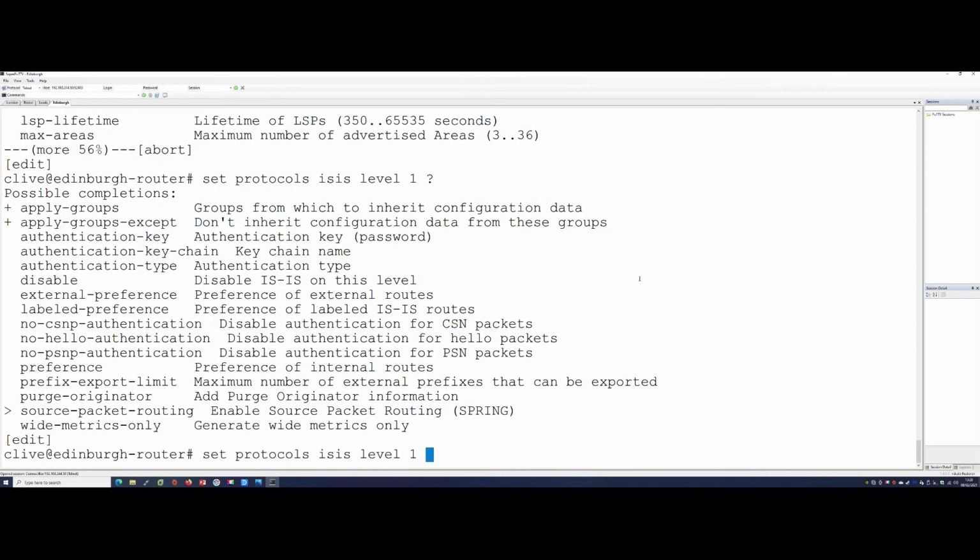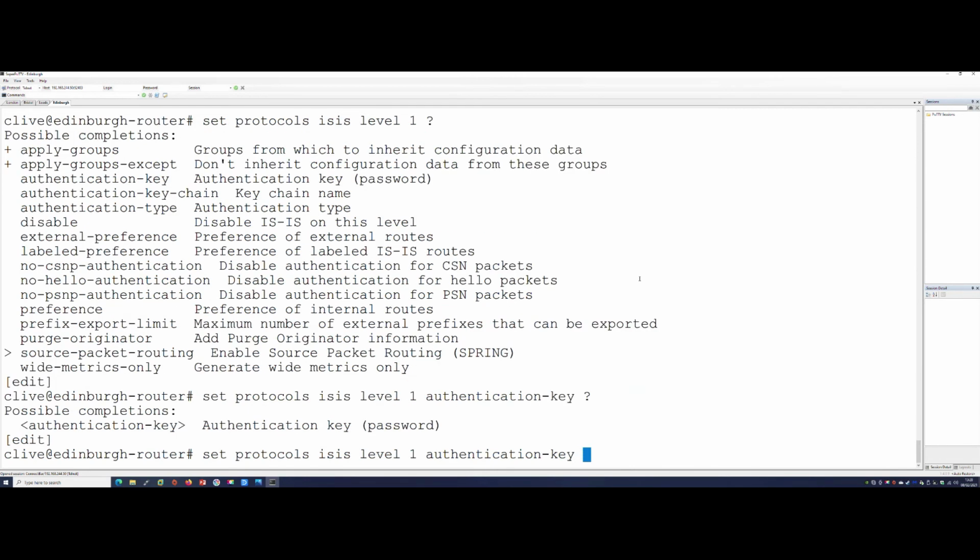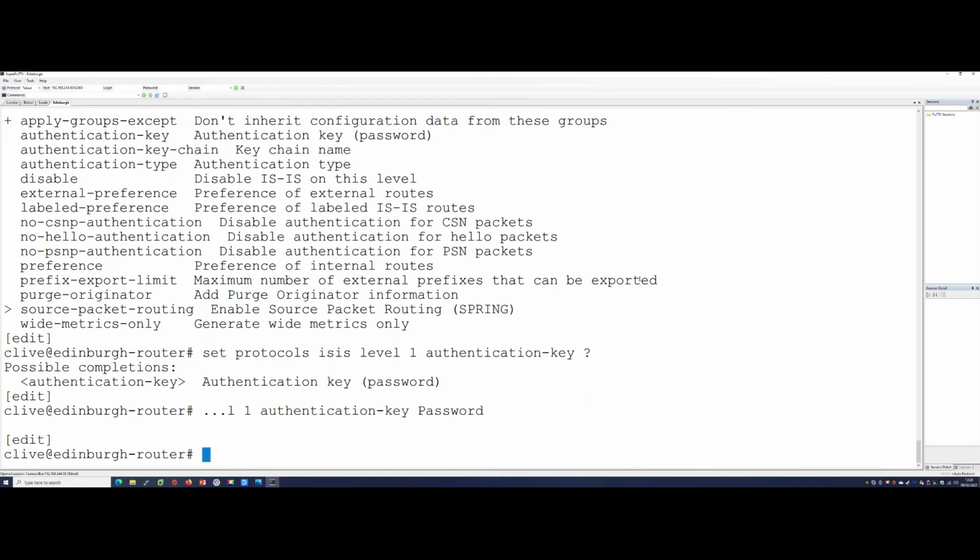And what have we got? Well, we're going to use an authentication key and an authentication type. So let's go for authentication key. Okay, and what does it want us to do? Just wants a password in there. So let's just put in there PASSWORD. There you go. Okay, now let's use the up arrow, level 1.